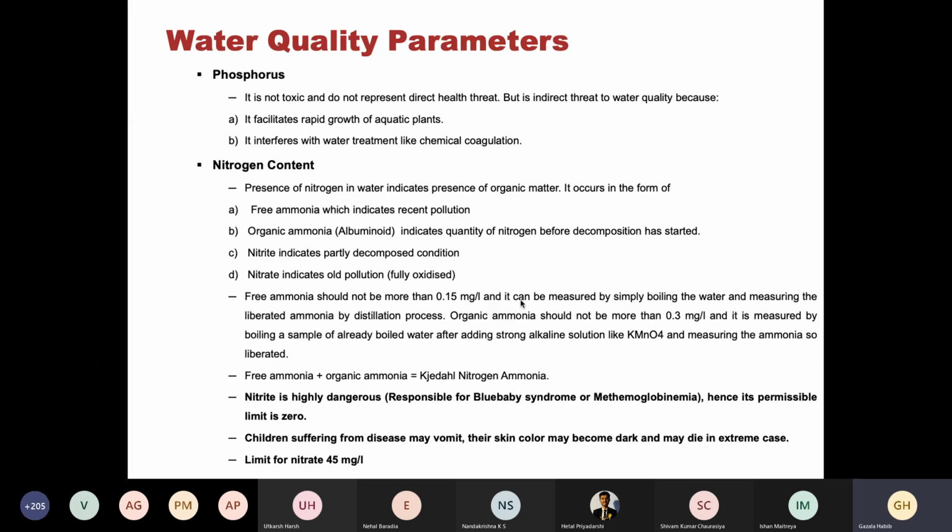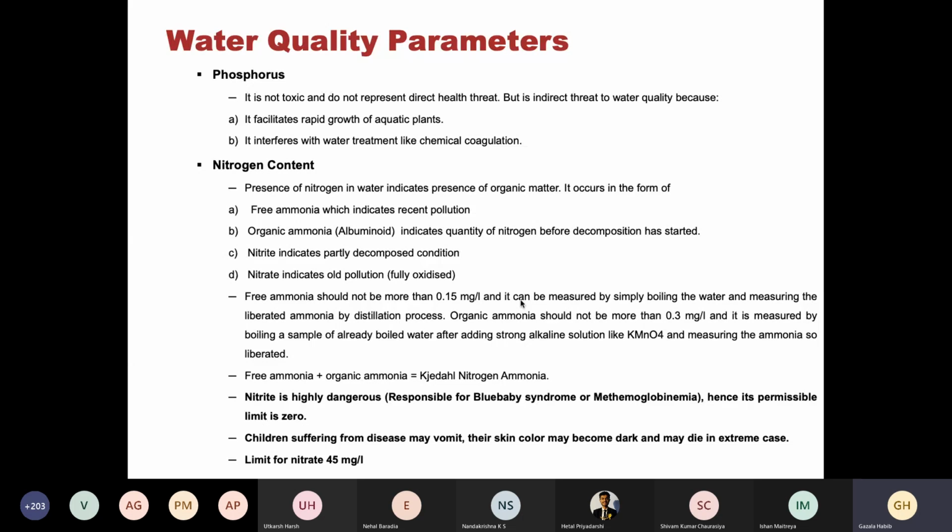Now, another water quality parameter is the presence of phosphorus and nitrogen. Nitrogen can be present in terms of nitrate or nitrite. Nitrite indicates pollution, it's simple. Phosphorus is not toxic and does not present a direct health threat.